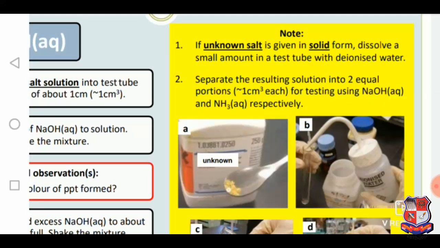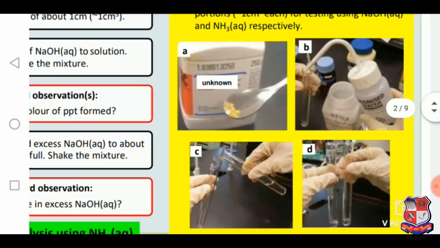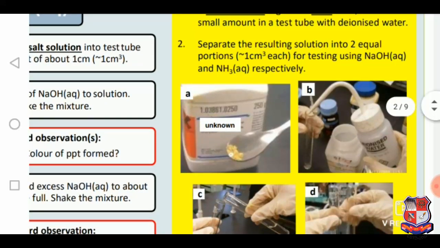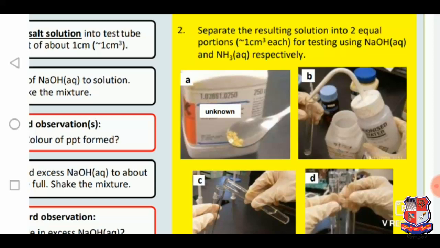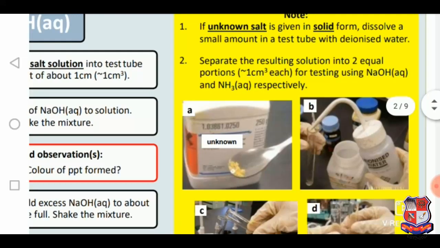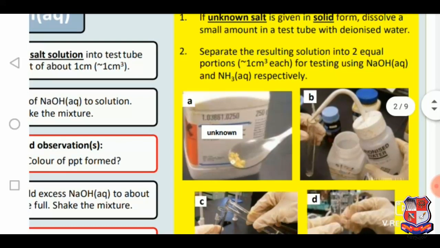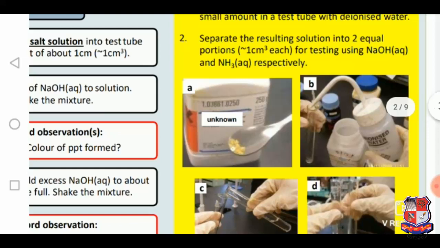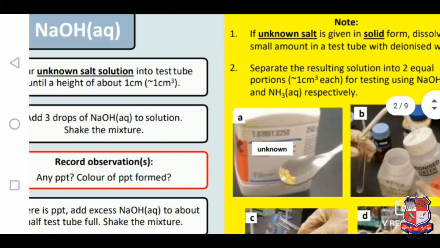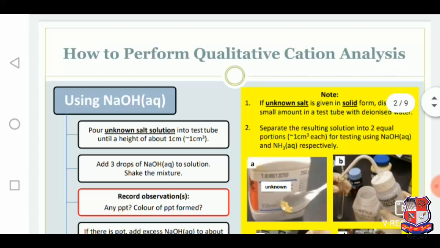primarily dissolve a small amount taken in the test tube in deionized water. Separate the resulting solution into equal portions, and add sodium hydroxide and aqueous ammonia respectively. So these are the two reagents, and how the unknown salt is taken in a very small quantity is also illustrated on the spatula. How much amount has to be taken, that is this much amount, and these are the two reagents, NaOH and ammonia, which are widely used for the qualitative analysis of cations.